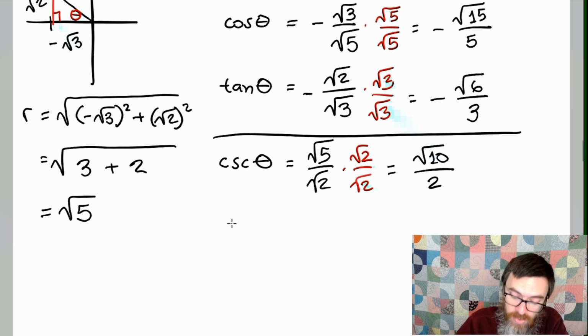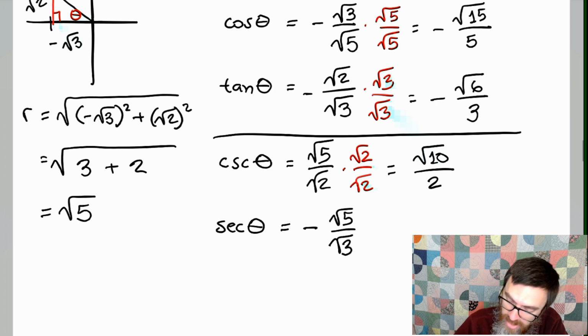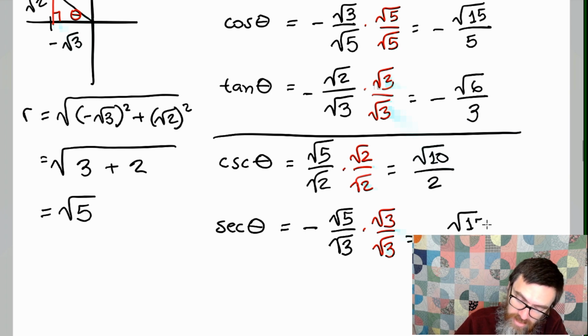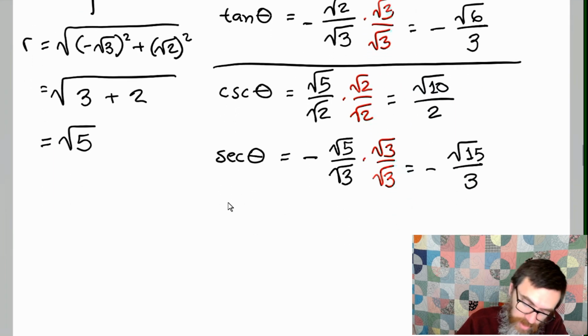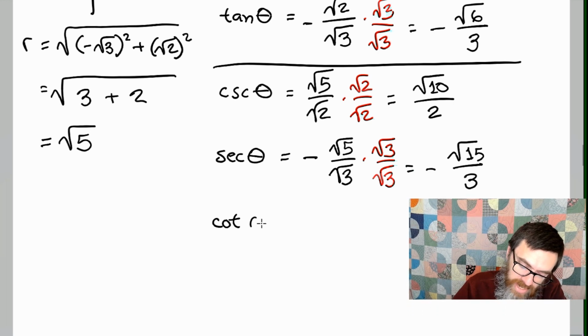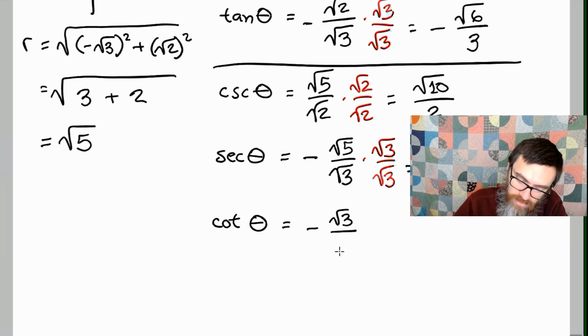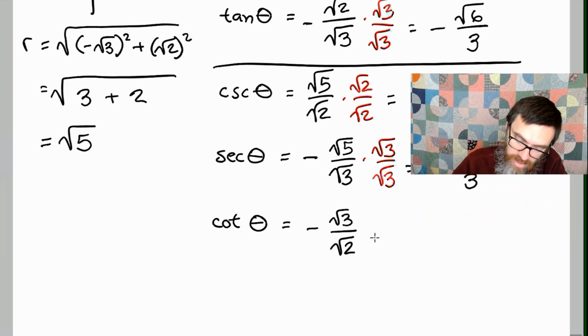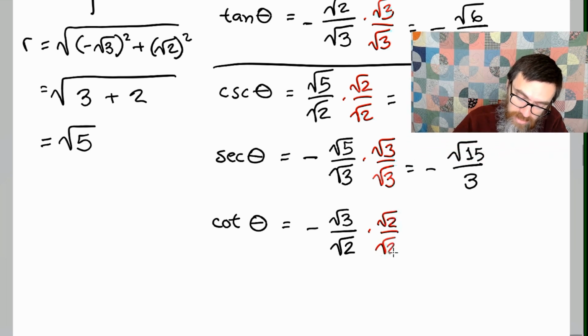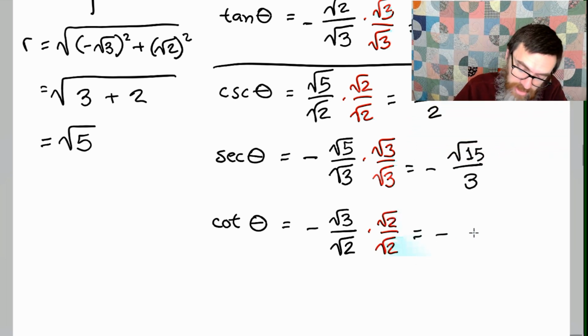Moving on to the reciprocal for cosine, which is the secant of theta. We still have a negative, so now it's negative the square root of 5 over the square root of 3. Rationalize using the square root of 3. We have negative square root of 15 divided by 3. And then we want to find the reciprocal of tangent, which is cotangent. So we're going to flip that guy over. So negative square root of 3 over the square root of 2. Rationalize. I'm telling you, the more of these you do, the easier it is.